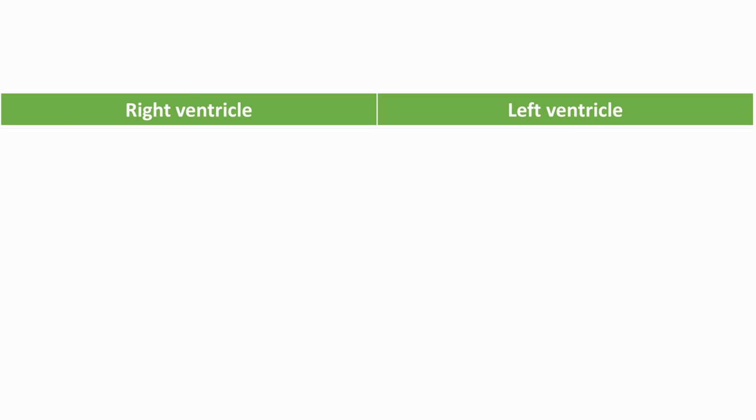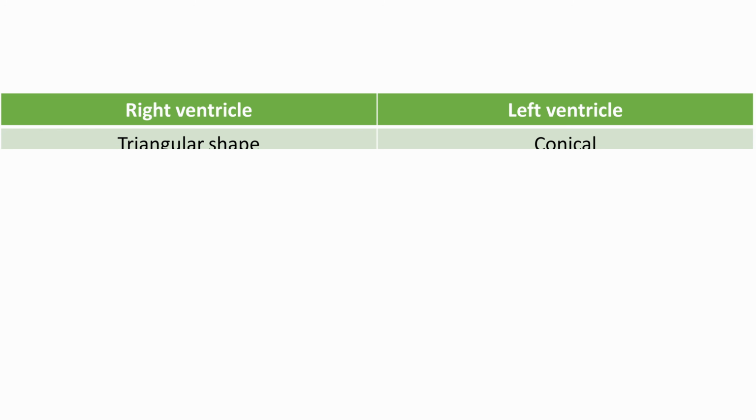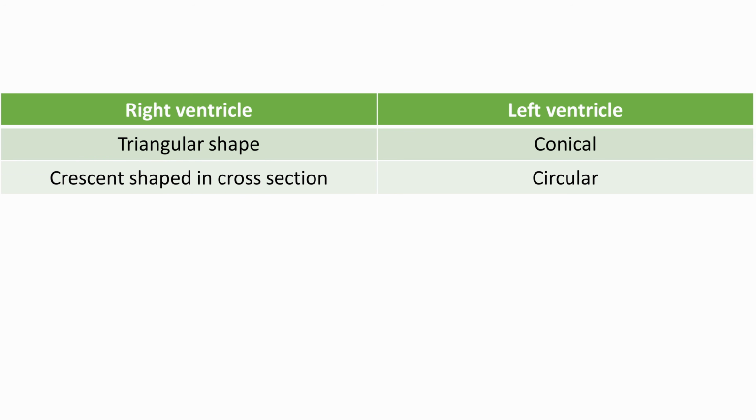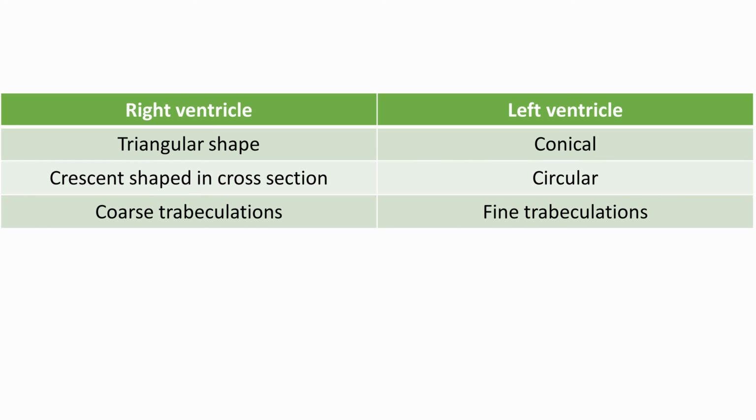How to differentiate the right ventricle from left ventricle? Right ventricle is triangular in shape, whereas left is conical. Right is crescent shaped in cross section. Left is circular in left ventricle. Right ventricle has coarse apical trabeculation. Left ventricle has fine trabeculations.